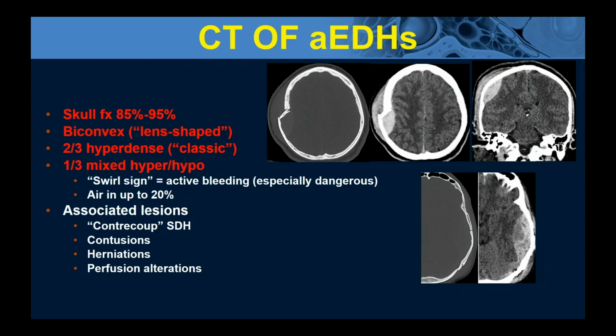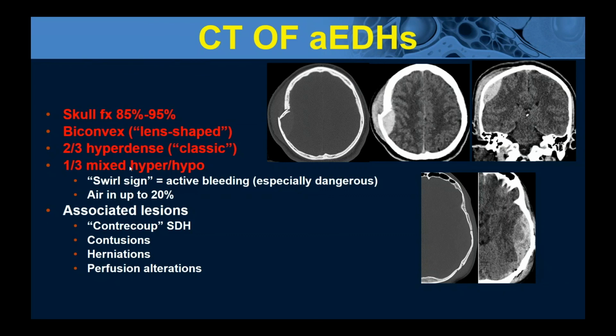So let's look at bone CT. And here we have a patient with a depressed comminuted skull fracture. You can see the scalp swelling overlying it on the bone windows. And when we look at it on the soft tissue windows, you can see that there's this high density lens-shaped blood collection that lies right underneath that skull fracture. This is a classic epidural hematoma, and most of these, about 2/3 of them, are hyperdense or high density.